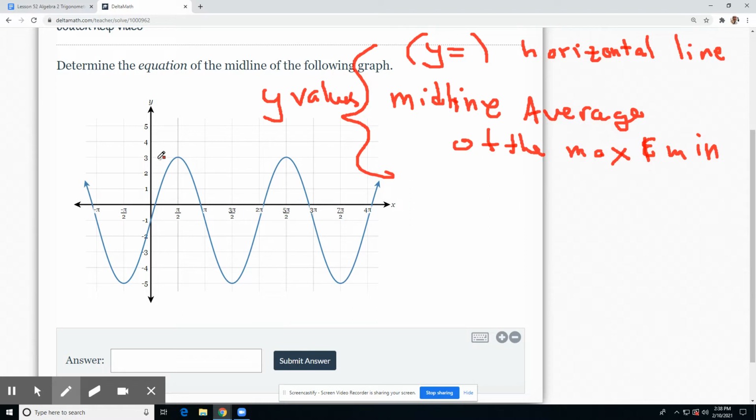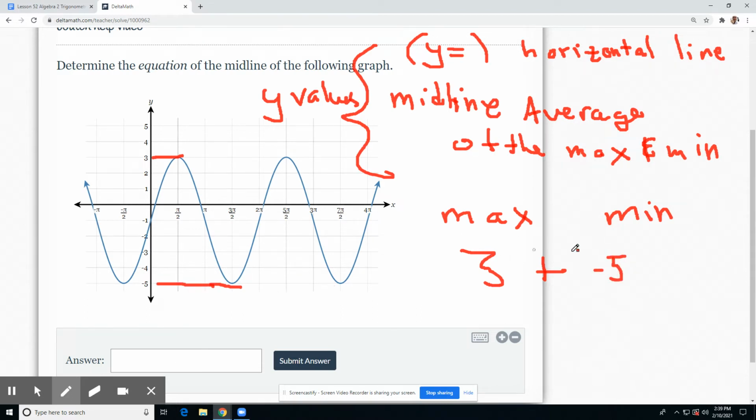So in this case, we're looking for the biggest value I see for y, which is 3. So that would be the max. The max is 3 here. And then what's the minimum? What's the smallest value we see? -5.